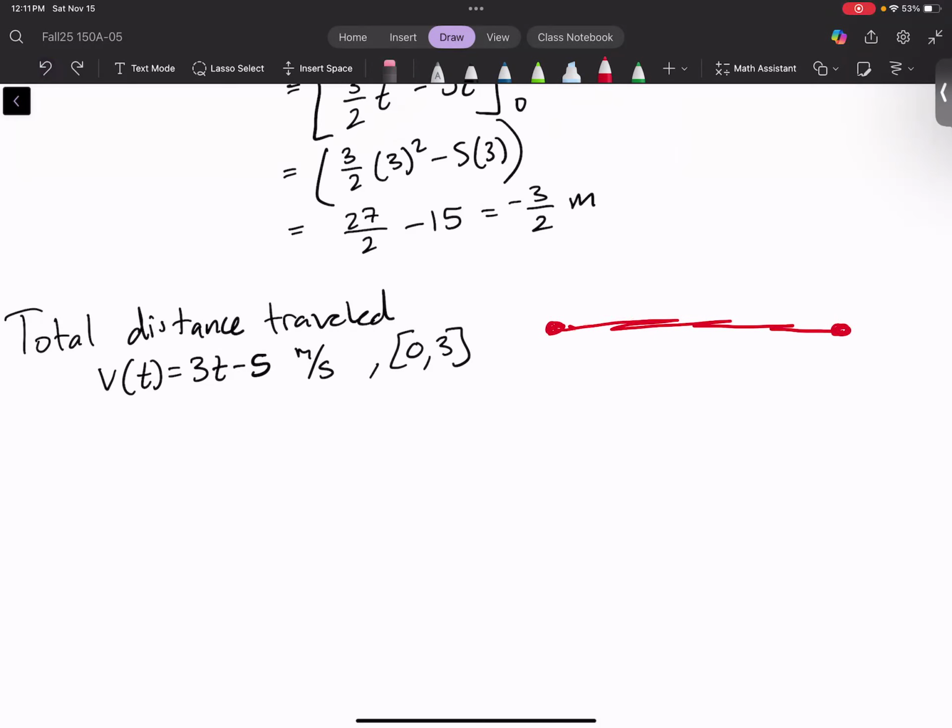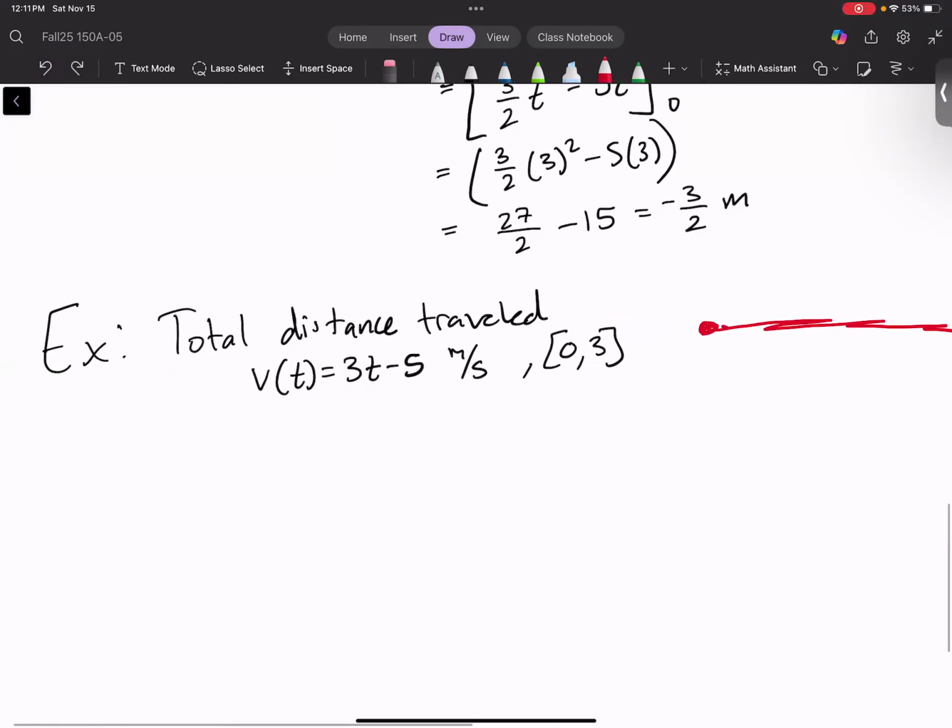distance I traveled. Okay. So if you guys remember how we do that, total distance traveled, there's not really a good name for it. So I'll just call it total distance traveled, TDT. That's the integral of the absolute value of your velocity. Absolute value of your velocity.